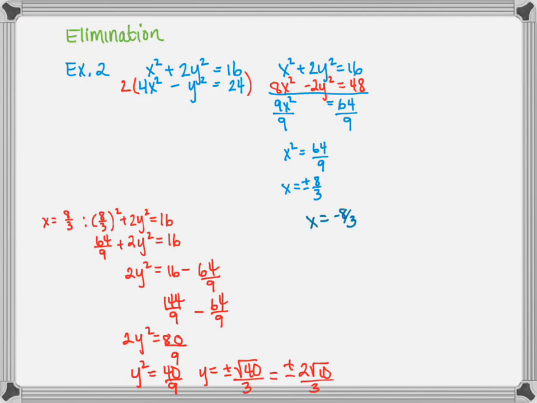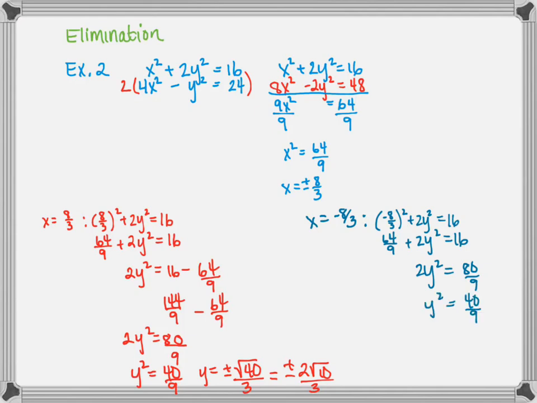Okay, we go through the same process for x equals negative 8/3. Substitute that in. Negative 8/3 quantity squared plus 2y squared equals 16. Or 64/9 plus 2y squared equals 16. Subtract 64/9 from both sides, and we get 2y squared equals 80 over 9. Divide both sides by 2, we get y squared equals 40 over 9. Take the square root of both sides. y equals plus or minus the square root of 40 over 3. Or, simplifying this again, y equals plus or minus 2 radical 10 over 3.